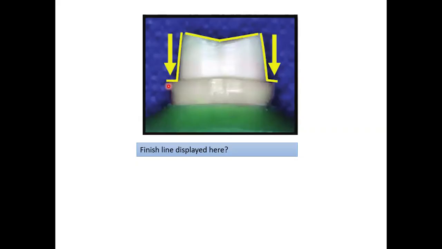Or sometimes they will give such a preparation and ask what restoration you can give for this particular case having a flat finish line. In that case, your answer should be an all ceramic restoration. When they give a knife edge kind of finish line and ask, you can go for a complete metal, or a full veneer crown, for that particular case.